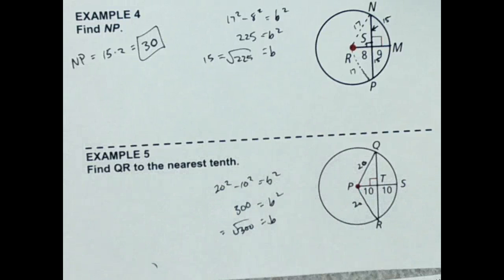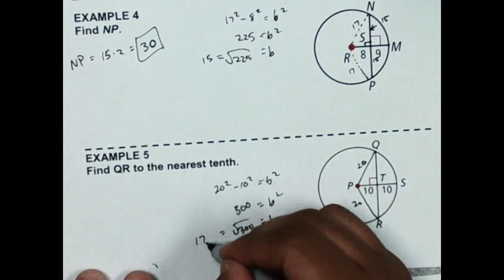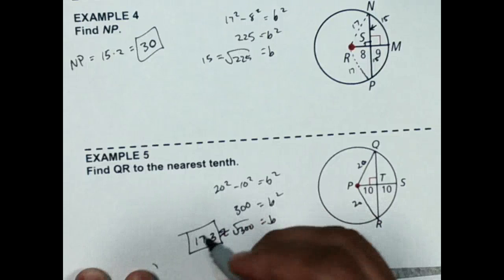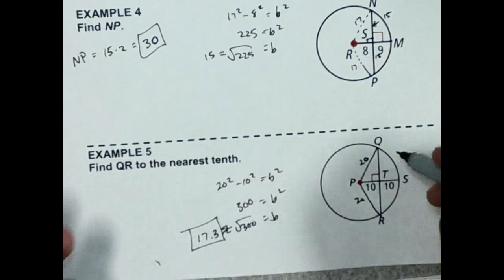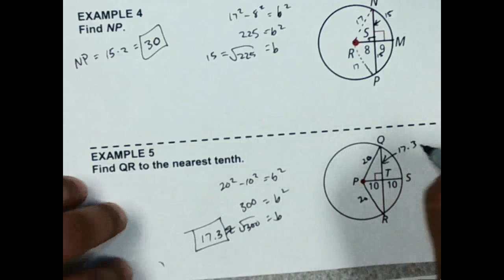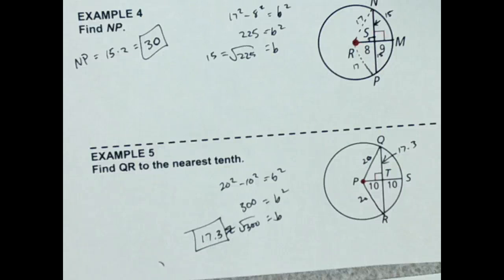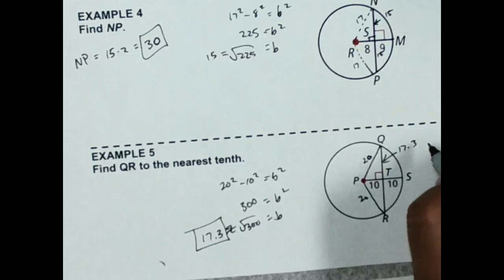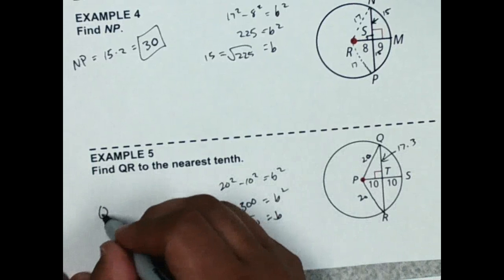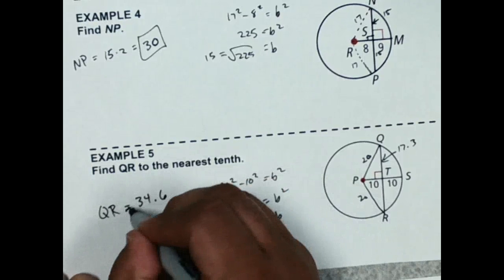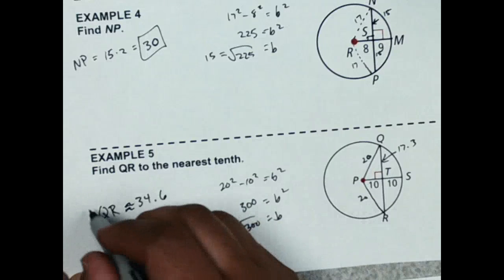And this one does tell me to round, so I can put that in the calculator. The square root of 300 comes out to about 17.3, since we're estimating. Oops, I'm not done yet. That would be 17.3, but we don't want to round until the end, so let's do times 2. Actually, QR rounded to the nearest tenth is going to be 34.6. Okay.